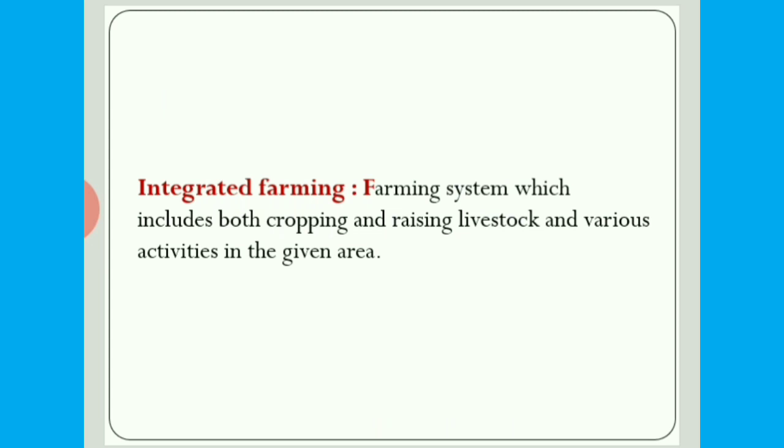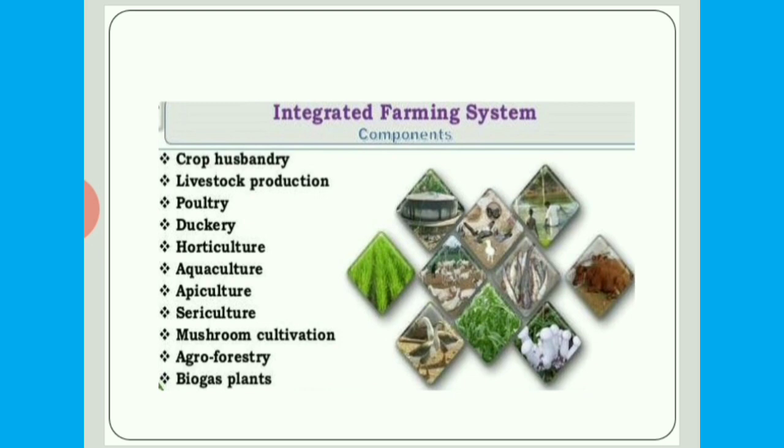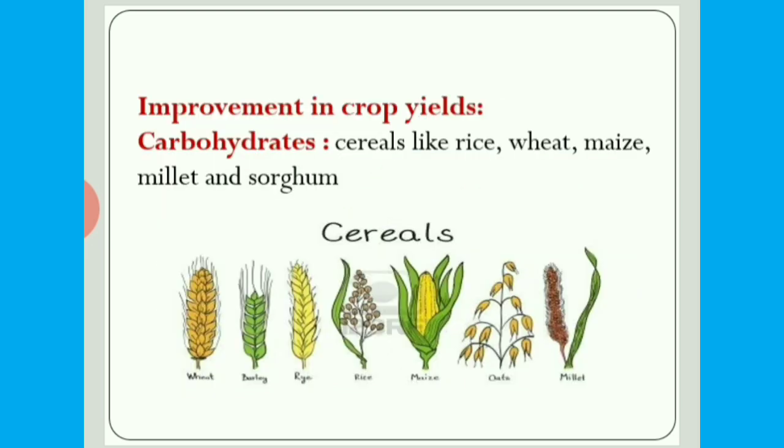The next one is integrated farming. Here integrated farming includes both raising of livestock and cropping pattern, and many other activities take place in a single place. That is called integrated farming. So this slide gives a clear idea of the integrated farming system. That is crop husbandry, livestock production, poultry, duckery, horticulture, aquaculture, apiculture, sericulture, mushroom cultivation. All these farming activities happen in the same place, and each one is dependent on the other. So that is called integrated farming practice.